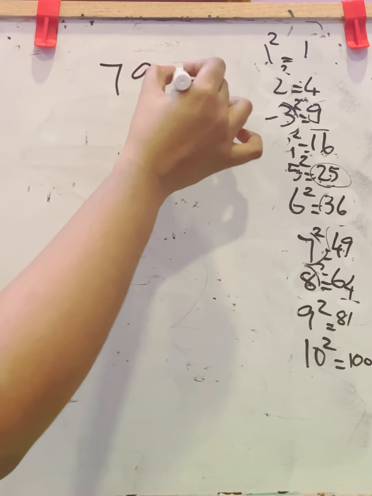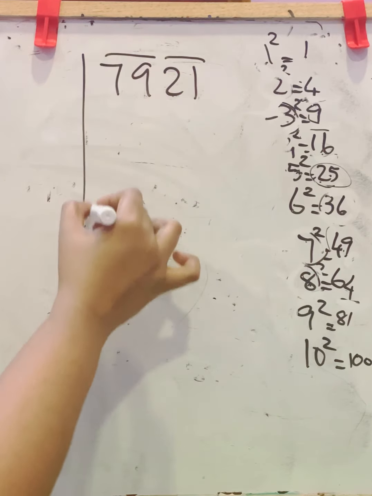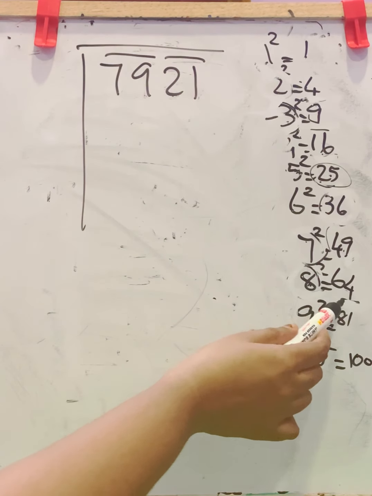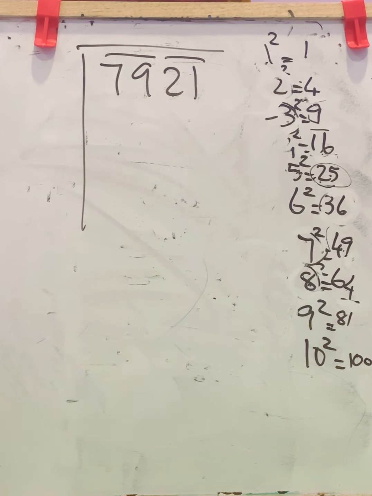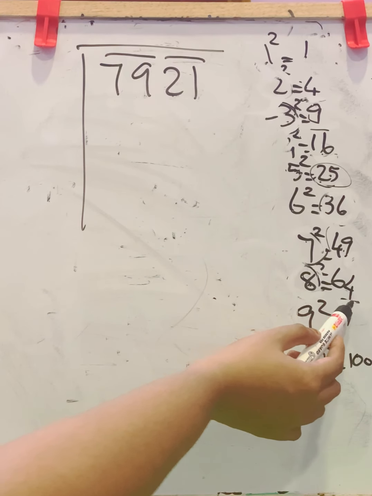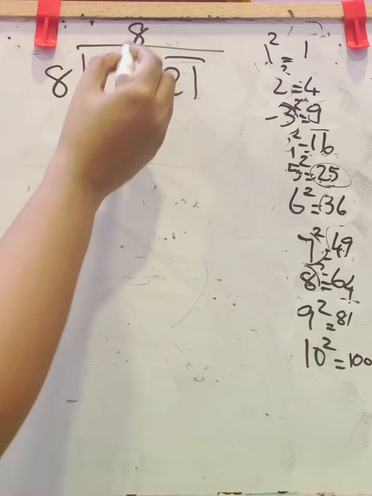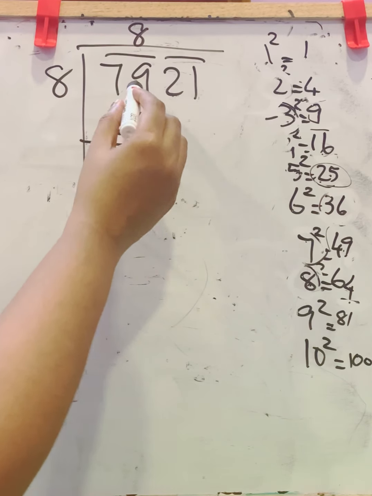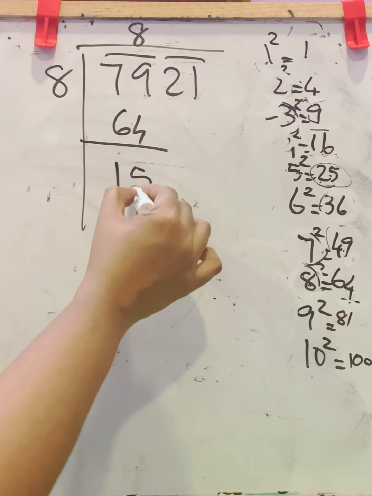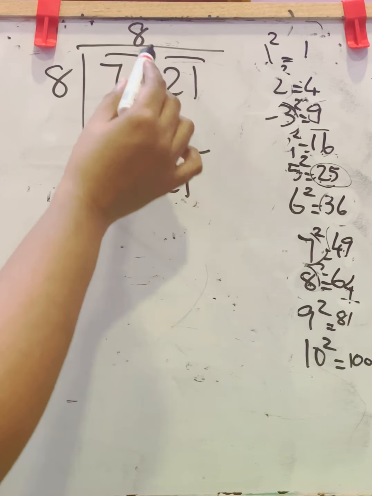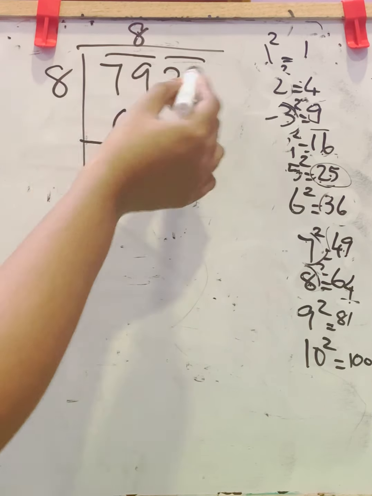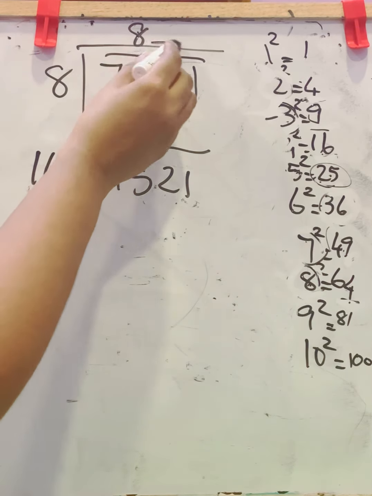Next, 7921. Pair it. 79 lies between 64 and 81 and the smallest perfect square is 64. 64 means 8 square. So write here 8 8s are 64. Balance is 15. Carry down this 21. Now double this number, means 8 2s are 16. Put a dash here and dash here.